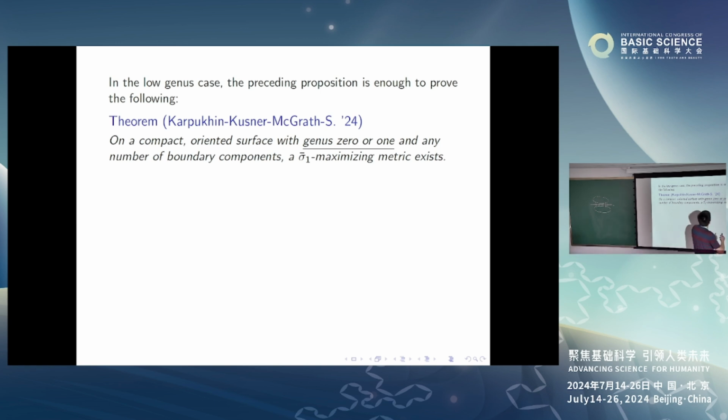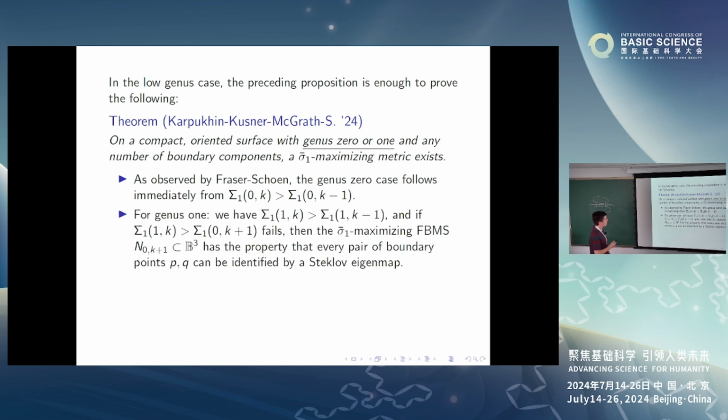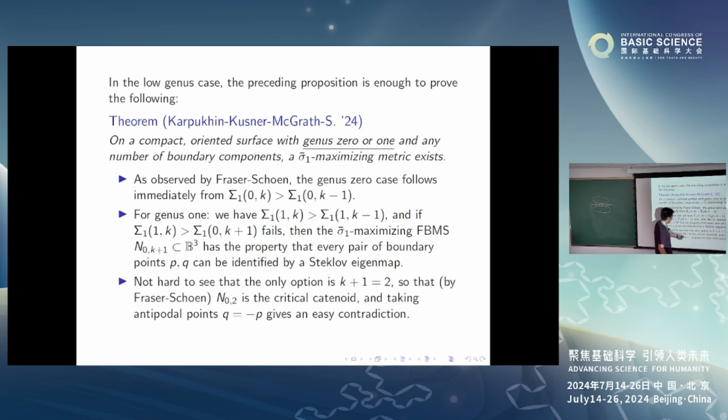So as a corollary, we're able to show that on a compact oriented surface with genus 0 or 1, and any number of boundary components, a maximizing metric always exists. So in the genus 0 case, it's enough to show the loss of boundary component, right, which we said we always have. In the genus 1 case, maybe I won't say too much in the interest of time, but the point is you reduce it to showing that this point identification problem can't hold on the critical catenoid. And you can check that this fails in the critical catenoid just by taking antipodal points. Okay, maybe I'll skip over that.